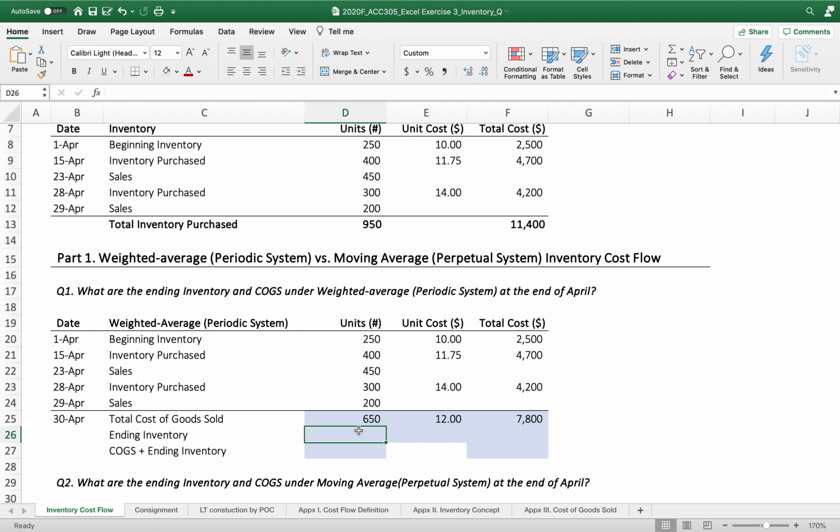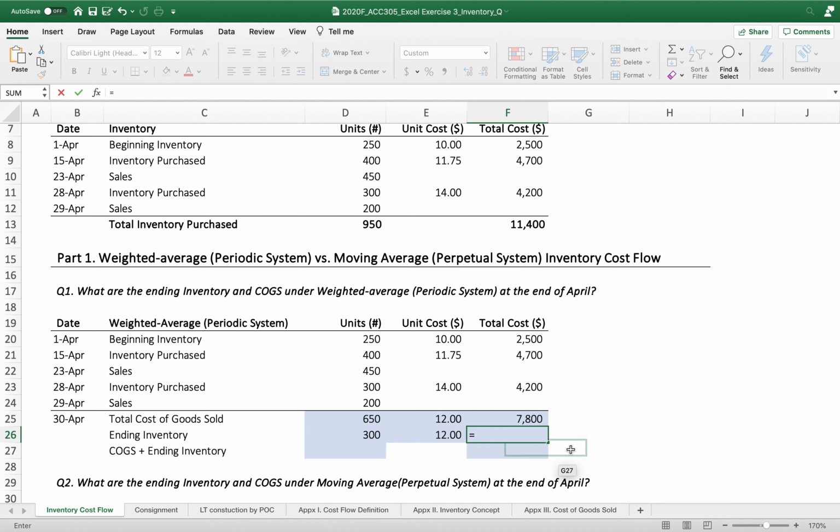What about ending inventory? Now it's very easy. The total inventory purchased during April, regardless of the sales, because that is a periodic system. At the end of the period, we calculate the number of units by subtracting the cost of goods sold 650 from the inventory purchased 950 in total. So 950 minus 650. Now the ending inventory is the 300 on hand at the end of April. So we are following the weighted average, so the unit cost of goods sold is the same as ending inventory under the weighted average periodic system.